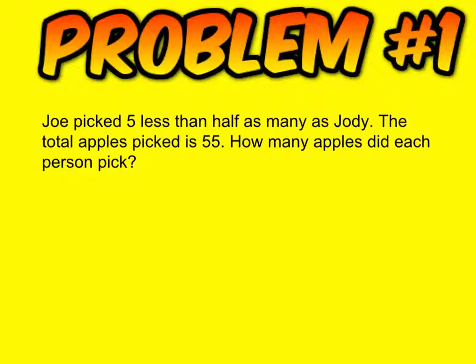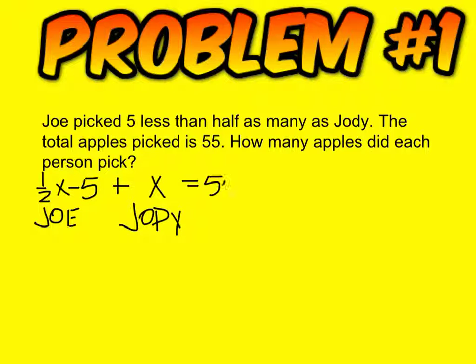Joe picked 5 less than half as many as Jody. The total apples picked is 55. How many apples did each person pick? On this problem, you should have Jody as the X, and then Joe is going to be 5 less than half of that. And it's all equal to 55.